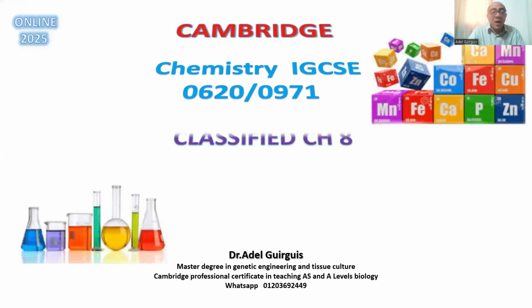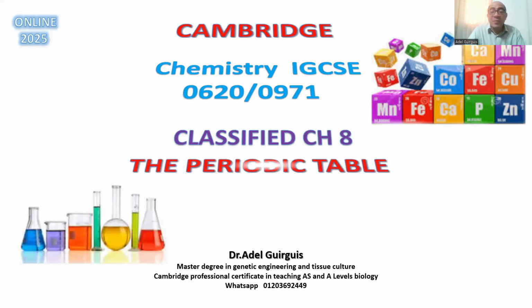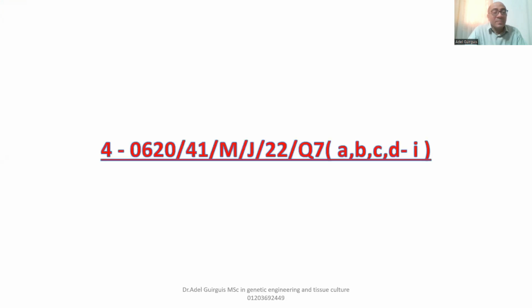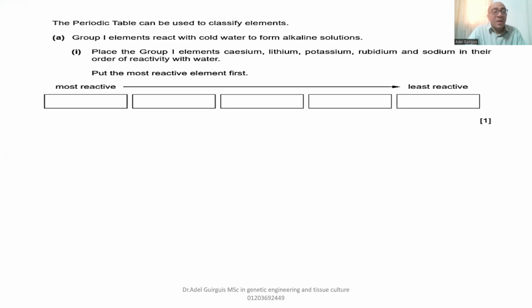Let's start our revision on Classified Chapter E, the Periodic Table, Part 2. Question number 4. The periodic table can be used to classify elements. Group 1 elements react with cold water to form alkaline solutions. Place the group 1 elements cesium, lithium, potassium, rubidium, and sodium in their order of reactivity with water. Put the most reactive element first.